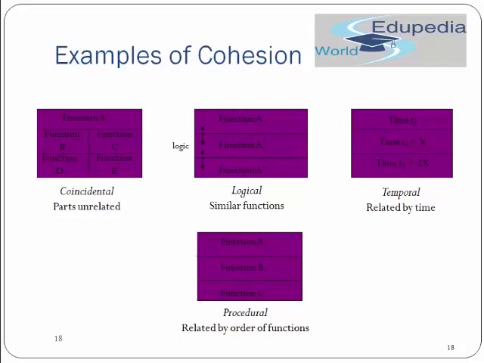Then we have temporal, that is related by time. So if the first thing needs to happen at time t0, then the second one will happen at time t0 plus x, and the third one will happen at time t0 plus 2x. So this is an example of temporal cohesion. And then we have procedural, that is related by function. So these are function a, b, and c, and these are related to each other.